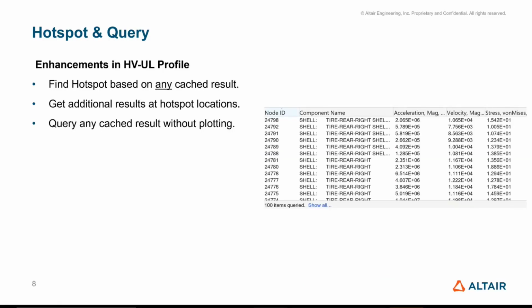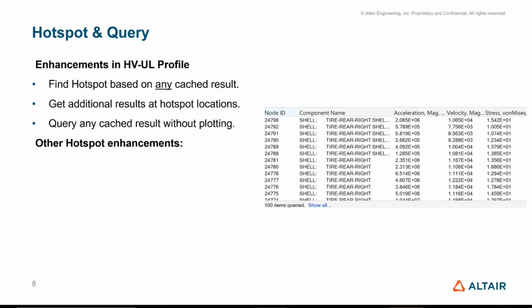You could also do it in a general query. So if you're running a general query and creating tabular results, you can query any of the cached results. You don't have to plot them on the screen like you would do in general HyperView. Simply cache the results and then go into the query panel or the live query that's there in the idle mode. Pick the results that you would like to see, and you would see them in this tabular form.